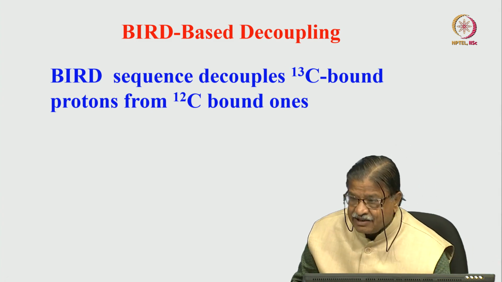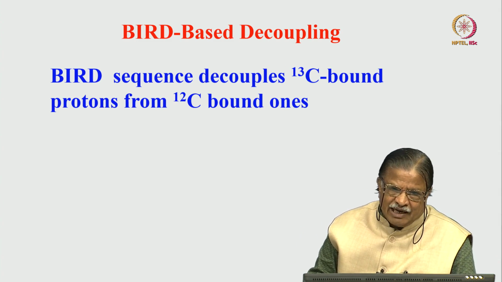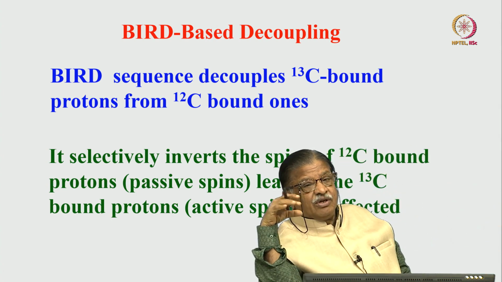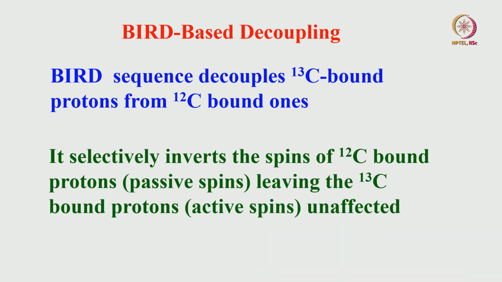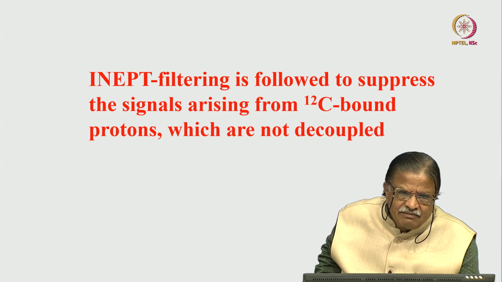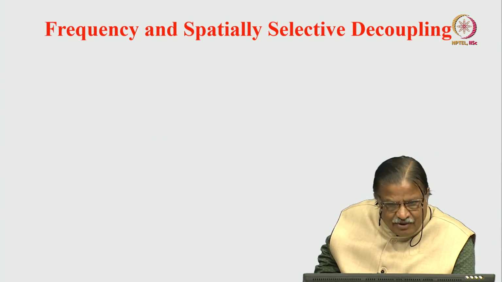We discussed this when we discussed carbon-13 NMR. What does BIRD do? I told you, BIRD decouples carbon-13 bound protons from carbon-12 bound protons. It selectively inverts carbon-12 bound protons, while carbon-13 bound protons are unaffected. Pictorially we understood how it works in the vector diagram. We saw that when we discussed BIRD decoupling, especially when we try to do HSQC, HMQC, etc. Following that, INEPT filtering is done to suppress the signals arising from carbon-12 protons which are not decoupled. Finally, frequency and spatially selective decoupling you can do.